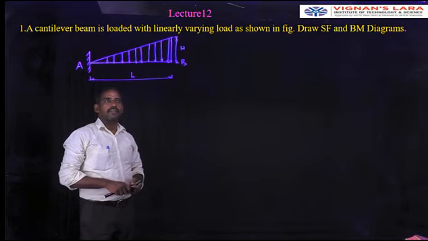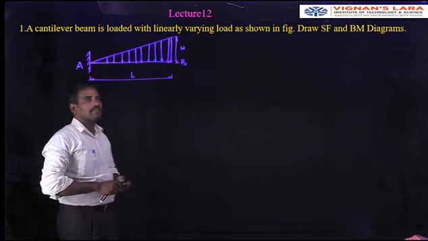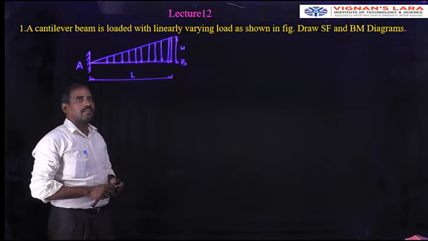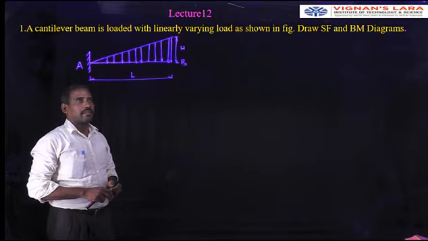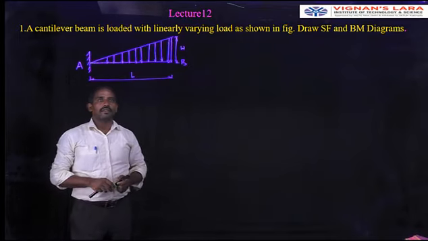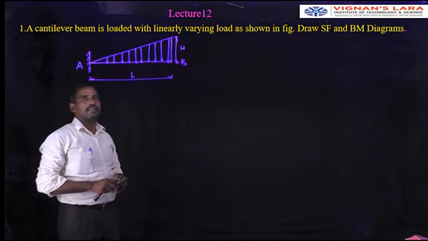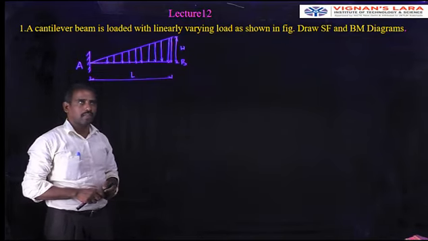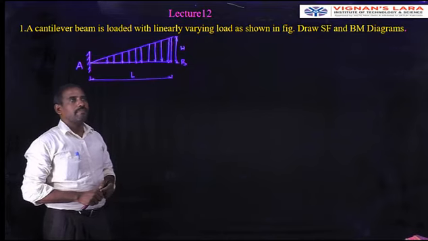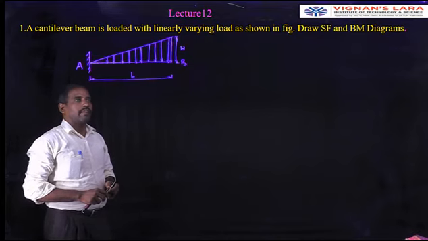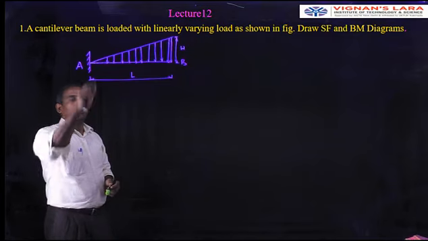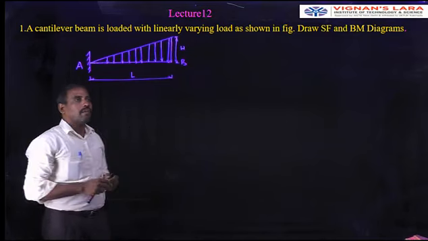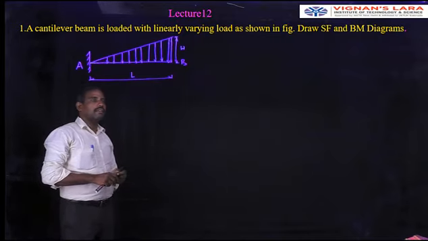In the previous lecture, we discussed the cantilever beam subjected to a linearly varying load, 0 at the free end and W at the fixed end. In today's class, we will discuss the shear force and bending moment and plot the shear force and bending moment diagrams for a cantilever beam subjected to a linearly varying load, 0 intensity load at the fixed end and W per meter at the free end.